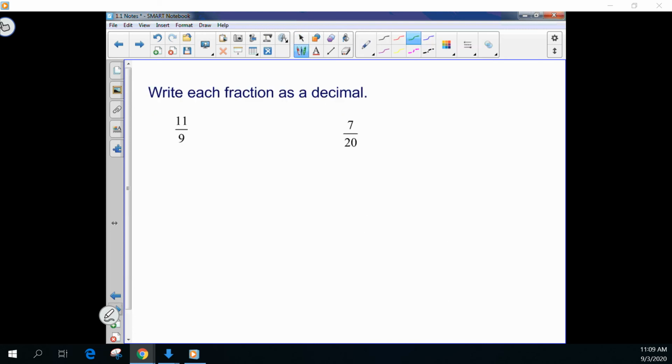Okay, number 11 is 12. You need to try those on your own. Just dividing.